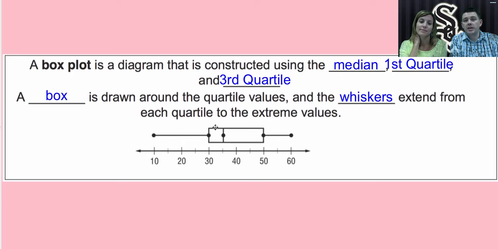But basically, notice it broke the graph up into 4 equal parts. So I know it doesn't look like it's the same size, but 1/4 of the data falls in each of those 4 separate pieces, which is something we're going to be talking a lot about in the next couple of days.